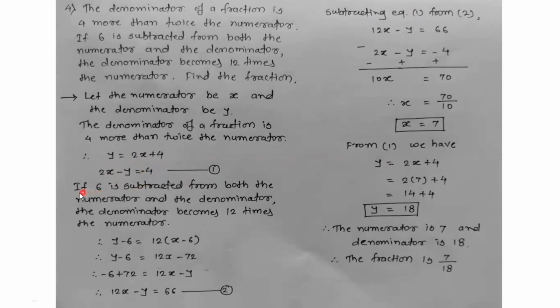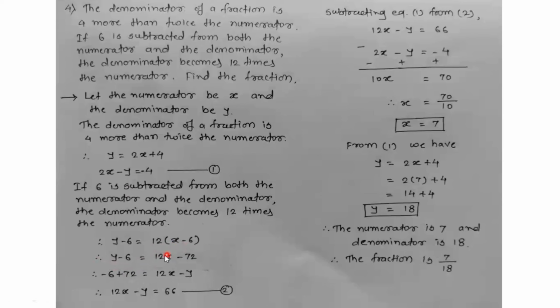We have another condition given. From that we can make another equation. If 6 is subtracted from both the numerator and denominator, the denominator becomes 12 times the numerator. So this time we have to subtract 6 from both numerator and denominator. That is y minus 6 is equal to, we have to subtract 6 from the numerator also, that is x minus 6. By doing this, the denominator becomes 12 times the numerator, that is 12 into x minus 6. So y minus 6 is equal to 12 into bracket x minus 6.